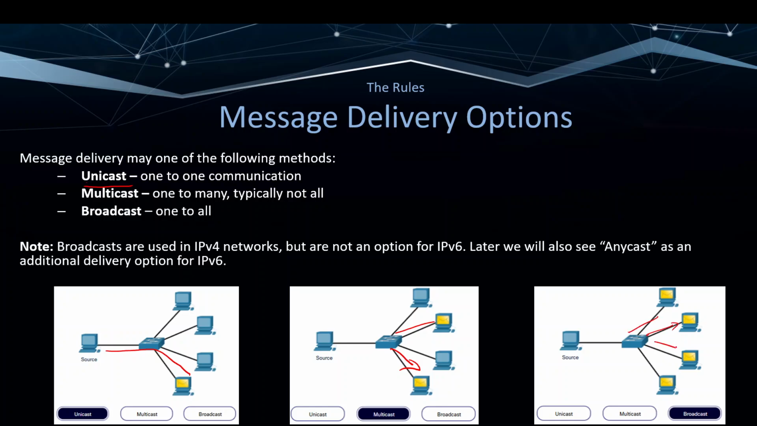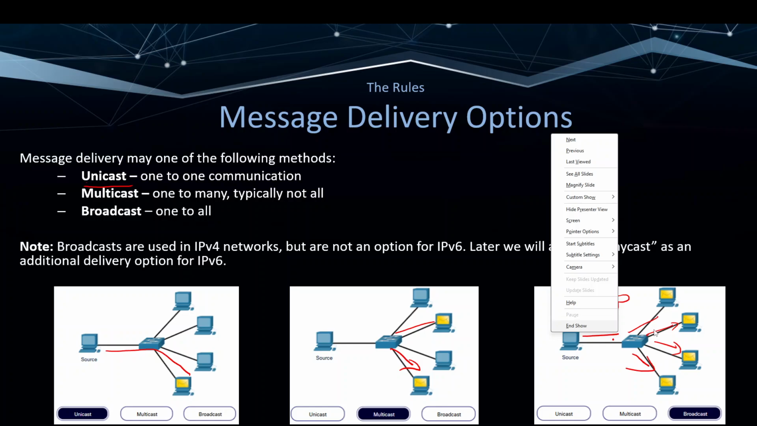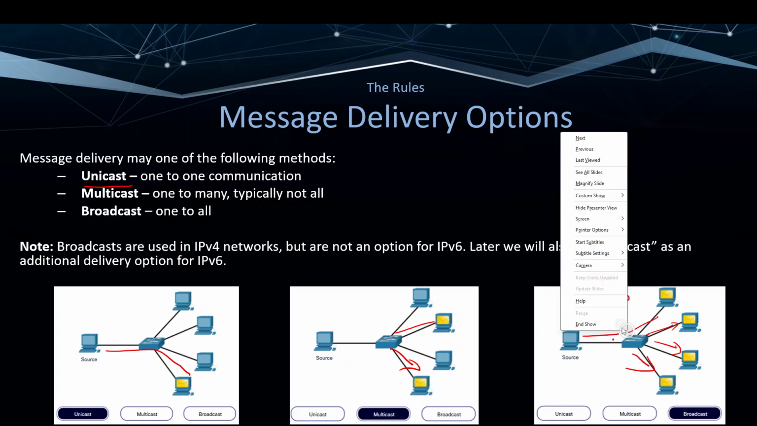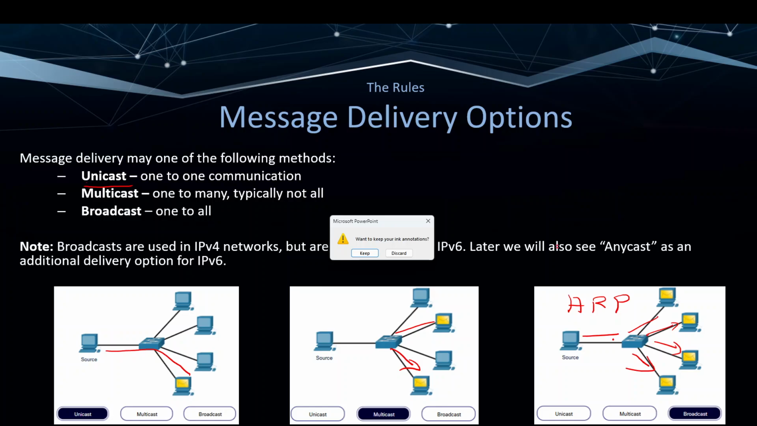For example, the ARP protocol uses broadcast. When this computer wants to request the MAC address of a PC using ARP, it will send a broadcast to everybody, bothering all the PCs, telling them, hey, who has this IP? I need your MAC address. And it's going to disturb all the computers. That's why broadcast is not something good in a network.